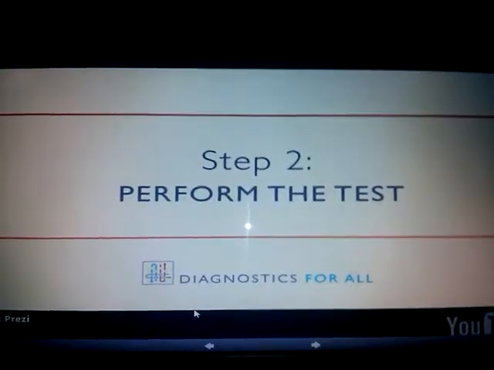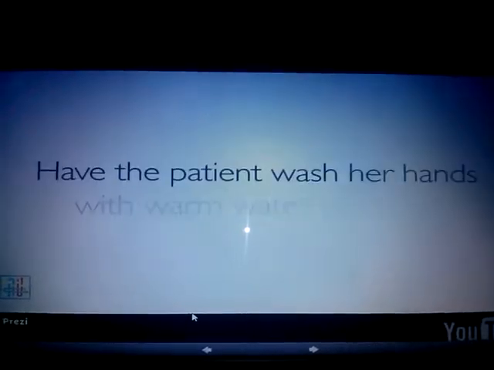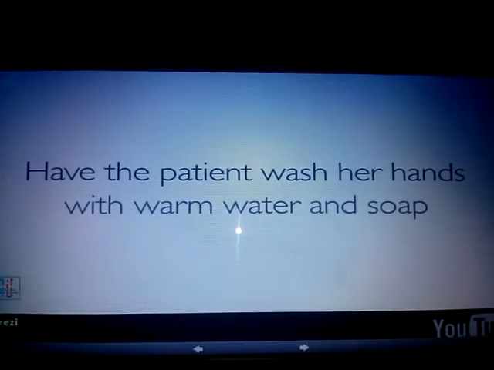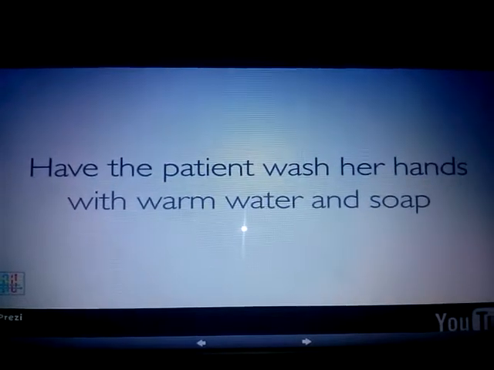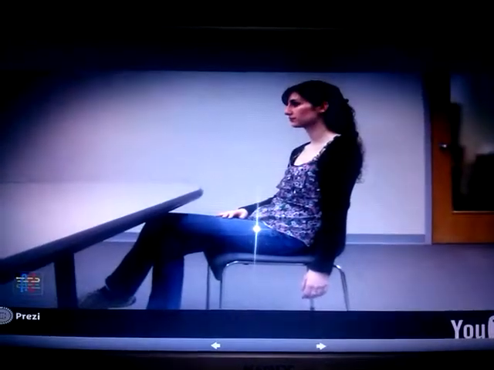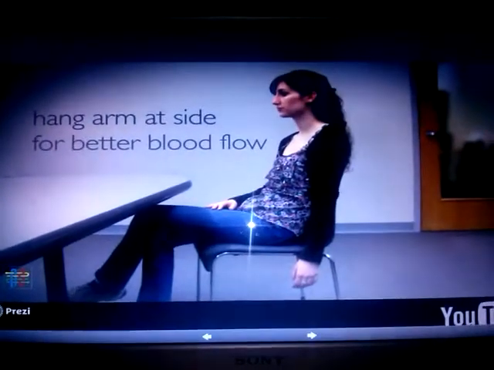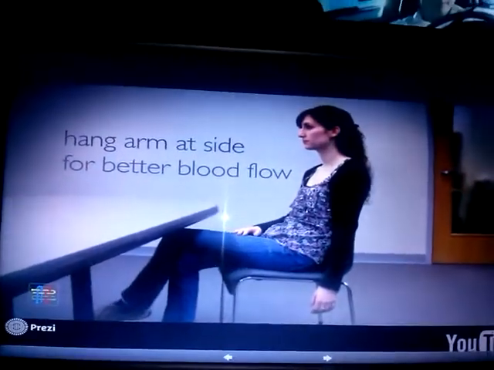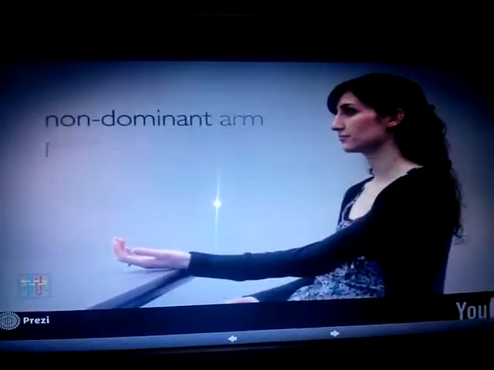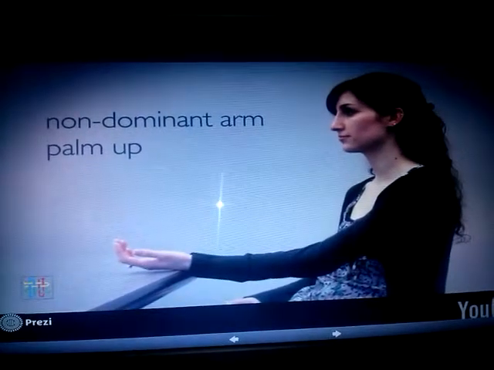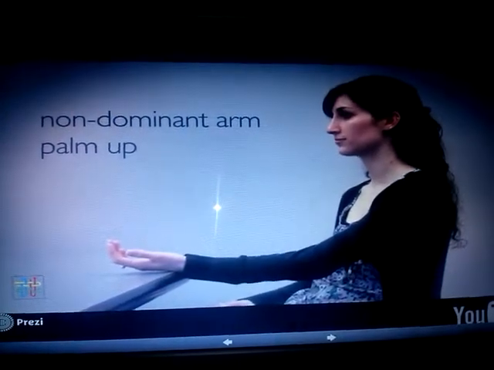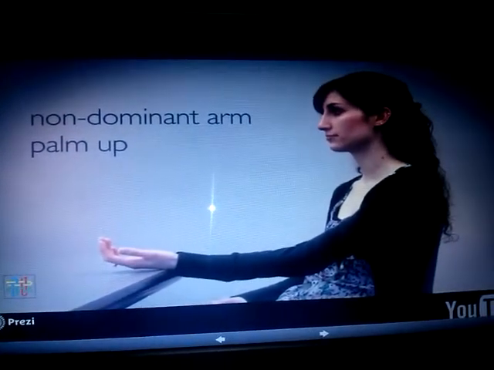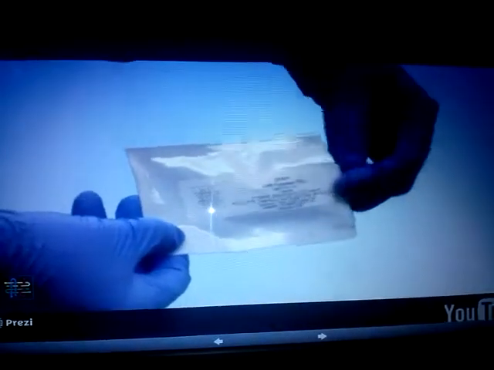Step 2. Perform the test. It is recommended that the patient washes her hands using warm water and soap prior to the finger stick. Have the patient sit down and prepare for the finger stick by hanging her arm at her side to facilitate blood flow to the finger. When ready to start the test, rest the patient's non-dominant arm on the table, palm up. The patient's hand should be lower than her chest. Gloves must be worn at all times while performing the test.